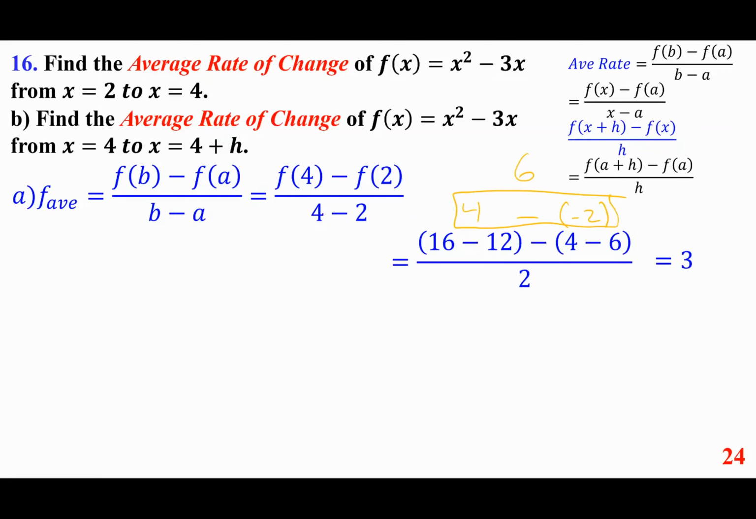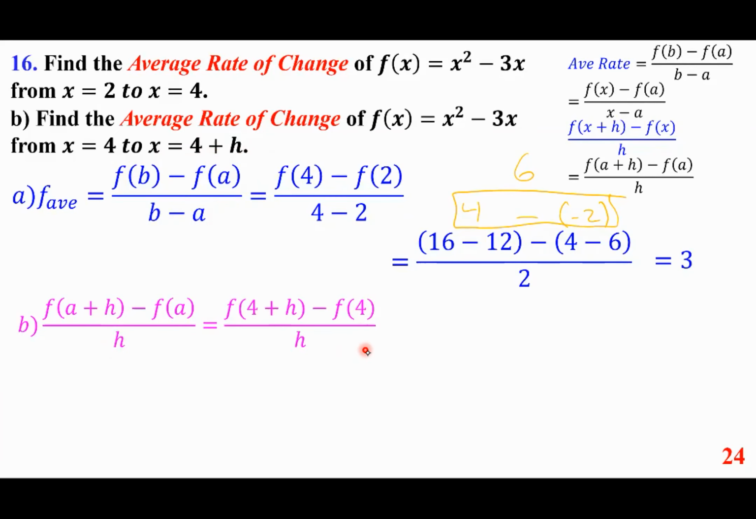We do the same thing for part B. F of 4 plus h minus f of 4 over h. Later on, we see that as this function, f of a plus h minus f of a over h in general, and specifically from 4 to 4 plus h. So plug in 4 plus h here. So we get 4 plus h squared minus 3 times 4 plus h. And 4, you have a choice. Remember, when we plugged in 4, we had 4 or just evaluated. Either way is fine.